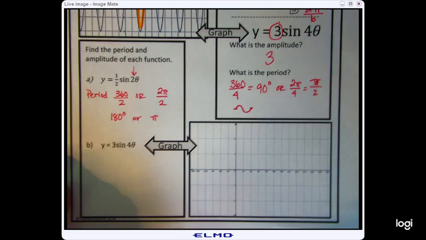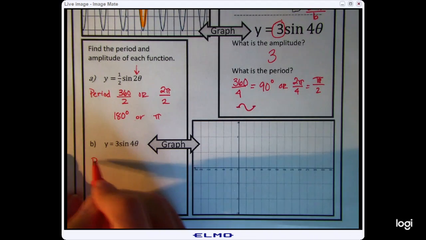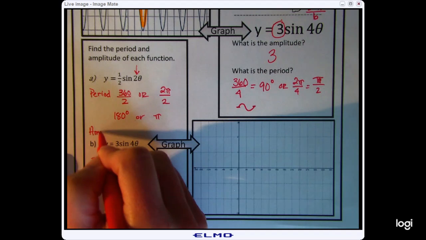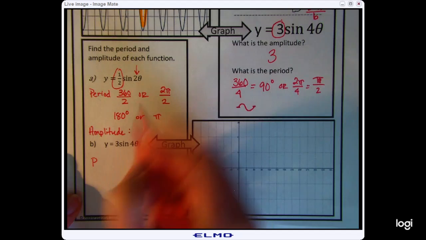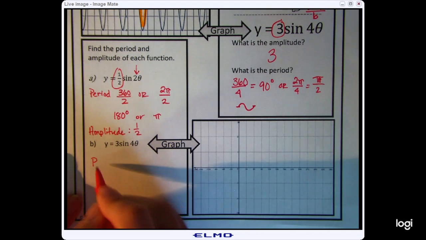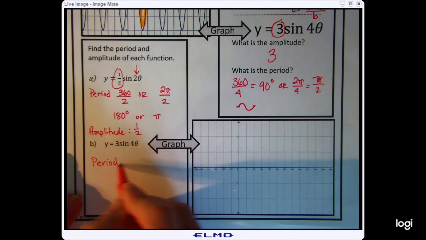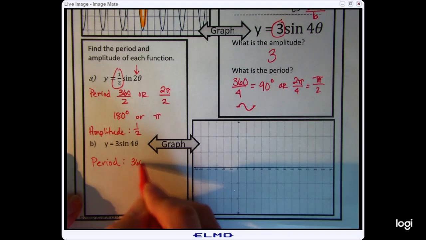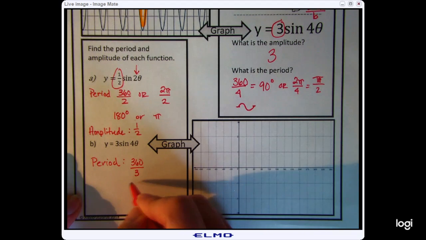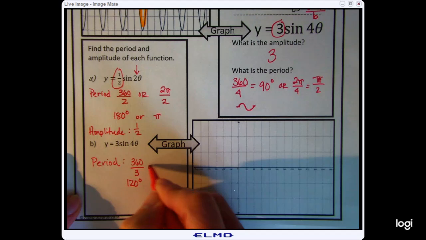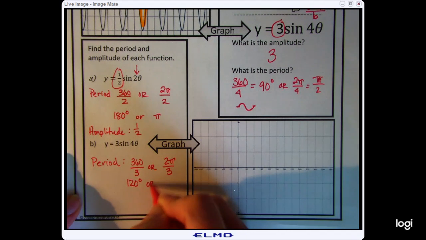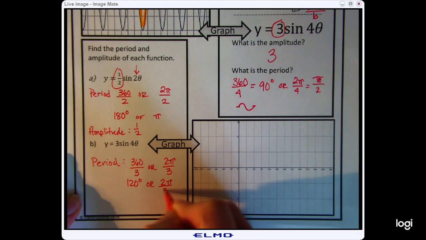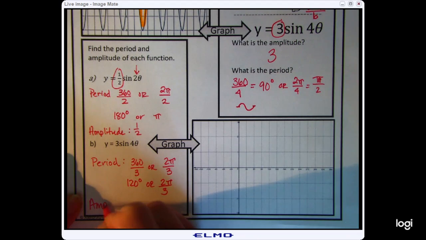And let's do this one. Period. Whoops, I forgot the amplitude, didn't I? Amplitude. How tall is it? 1/2. All right, period here. 360 divided by 3 is 120 degrees, or 2 pi divided by 3. That doesn't reduce, so just 2 pi over 3. And my amplitude is 3.